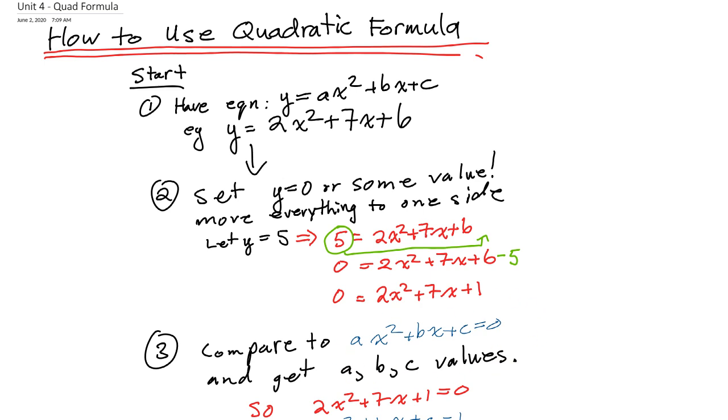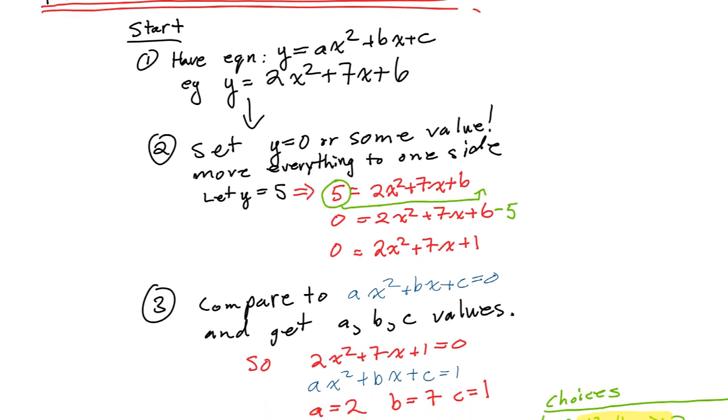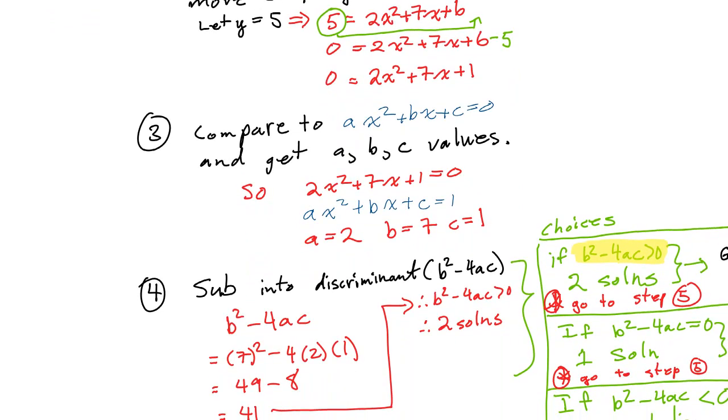Okay. Now, when we do that, we move all our information over and we collect all our like terms, and we have something that looks like this. Now, once we've done that, the next stage of our problem is to take our problem and compare it to ax squared plus bx plus c equals 0.